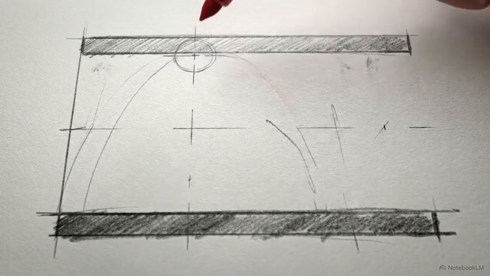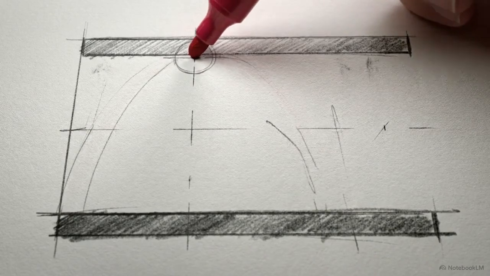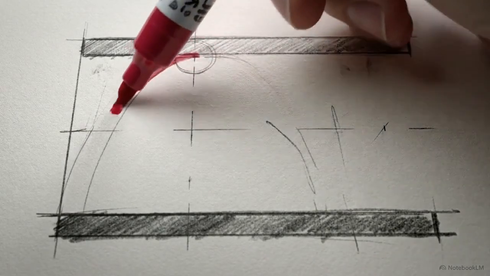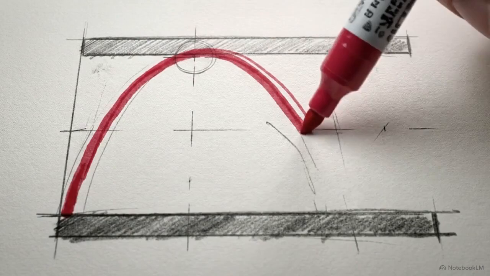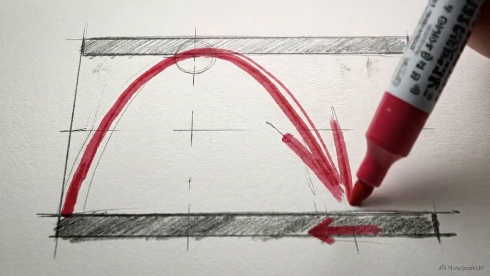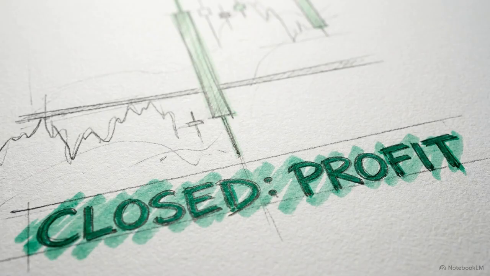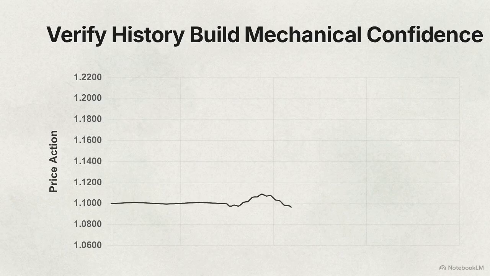Watch this final execution. Price retraces, triggers the limit order in the gap, and cascades downward cleanly into the profit zone. You just secured a highly calculated short position off the exact same move that wiped out the retail breakout buyers. Before you risk live capital, load up your history.